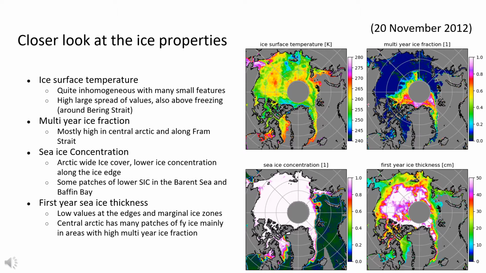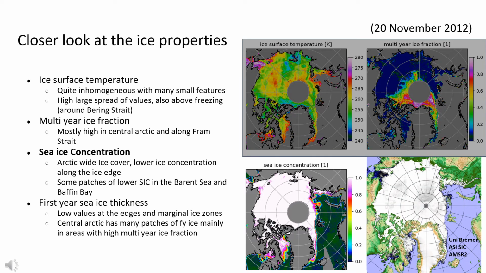The multi-year ice fraction shows a realistic image, with multi-year ice north of Greenland and in the central Arctic and at Fram Strait. The sea ice concentration looks quite realistic, and we compare it here directly to the University of Bremen ASI sea ice concentration product on the right. The only difference which we can see is mainly in the Bering Strait, where the ASI shows lower values than the optimal estimation. This is also the exact region where the ice surface temperature had unrealistically high values in the OEM output.